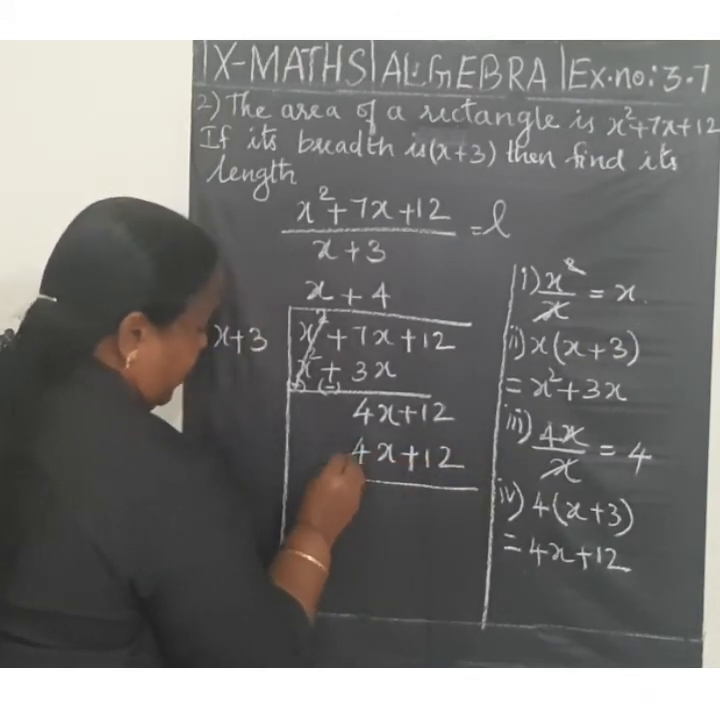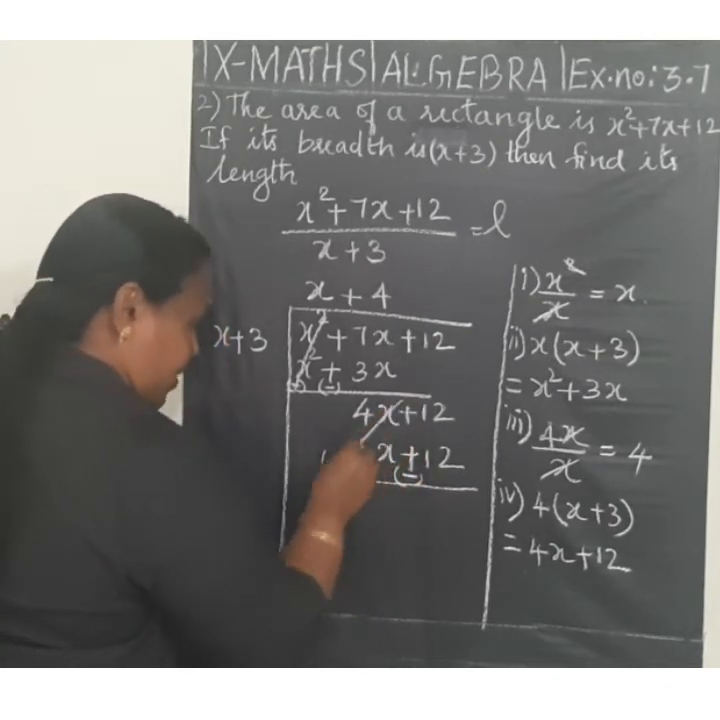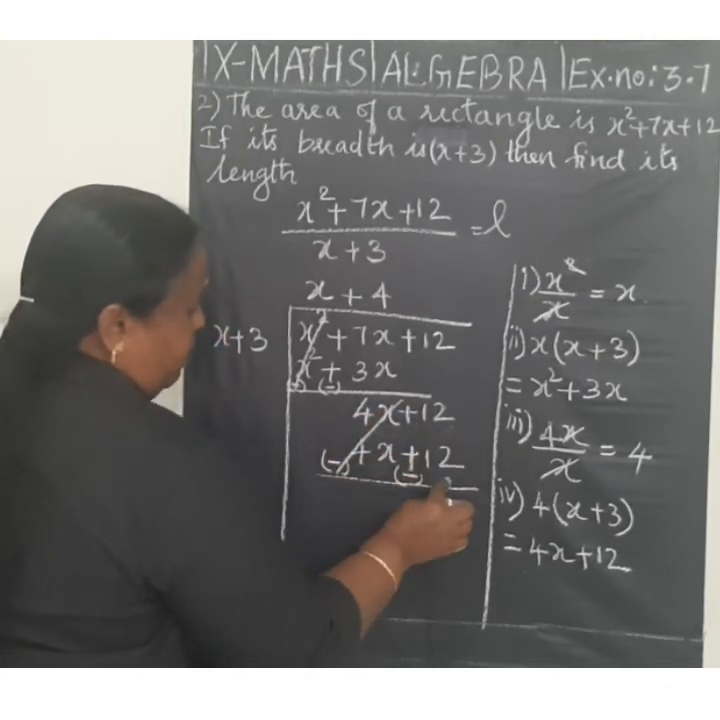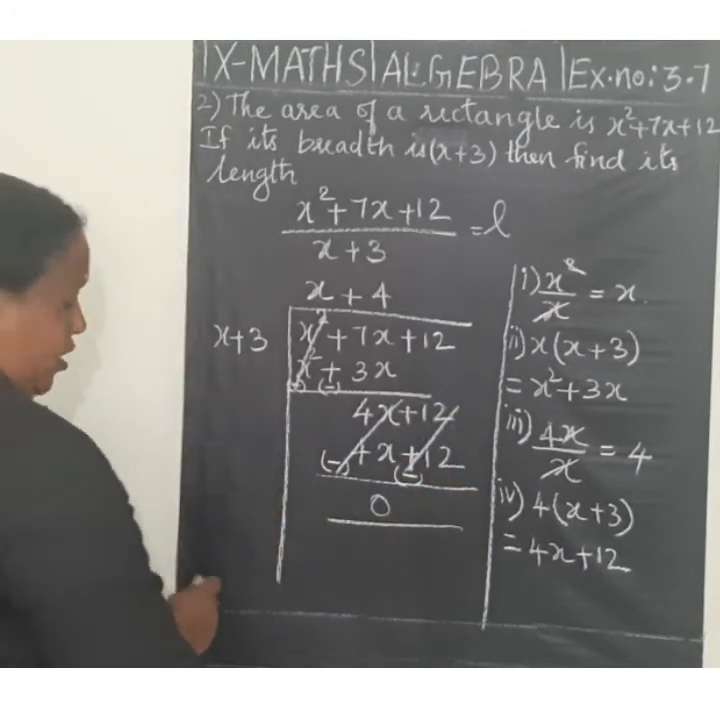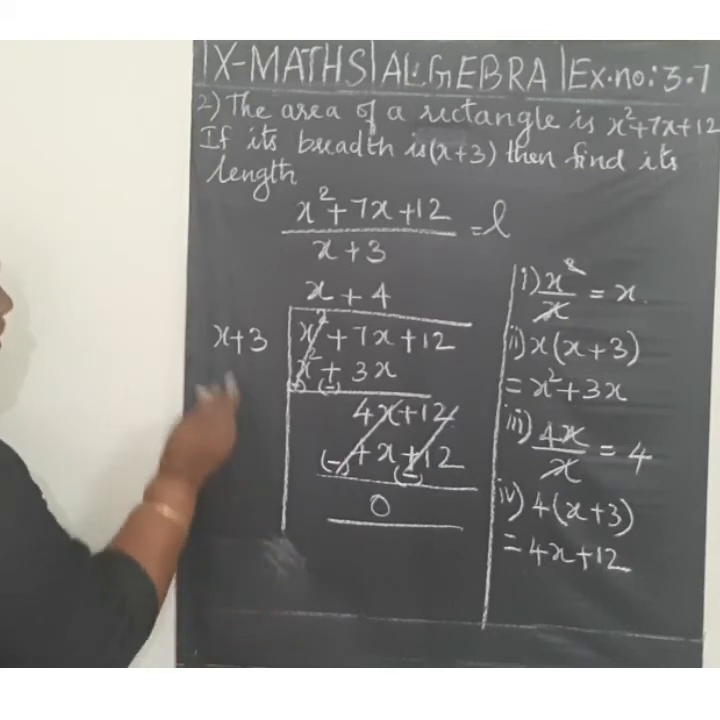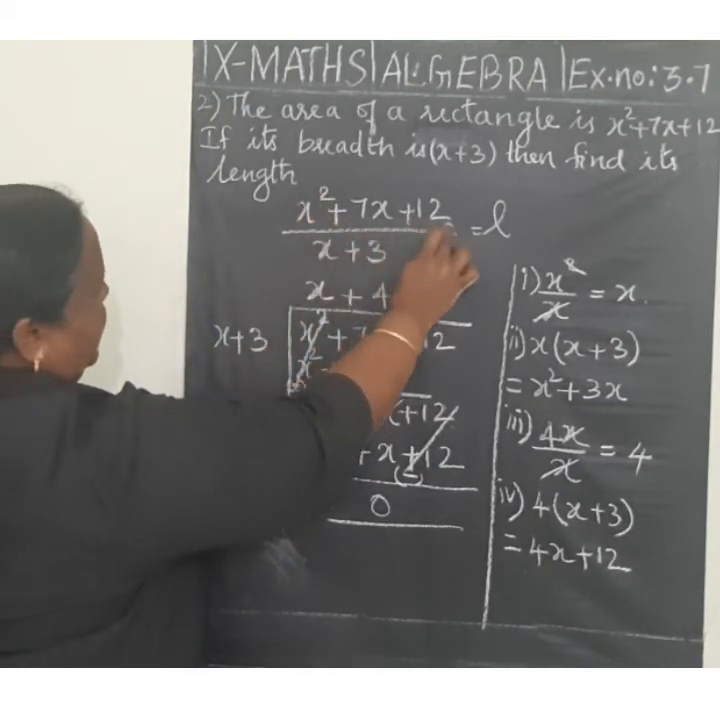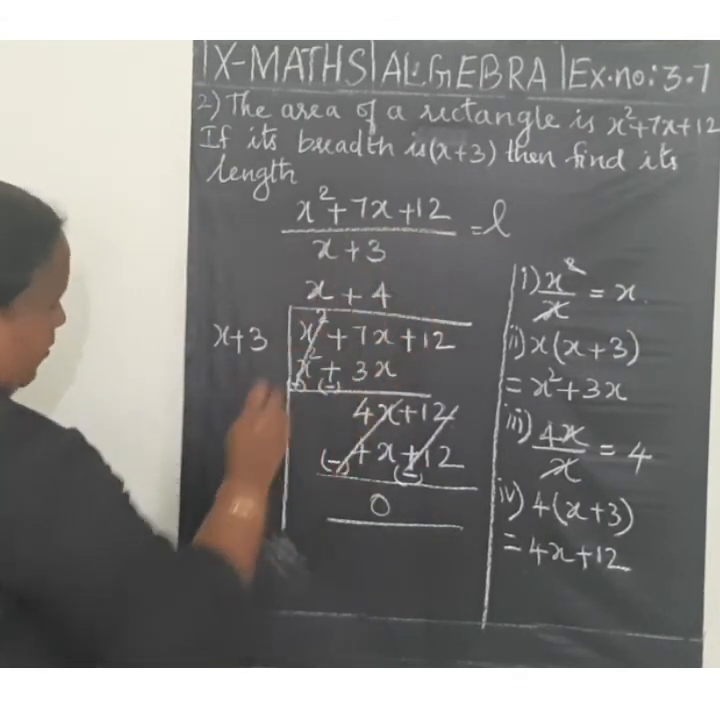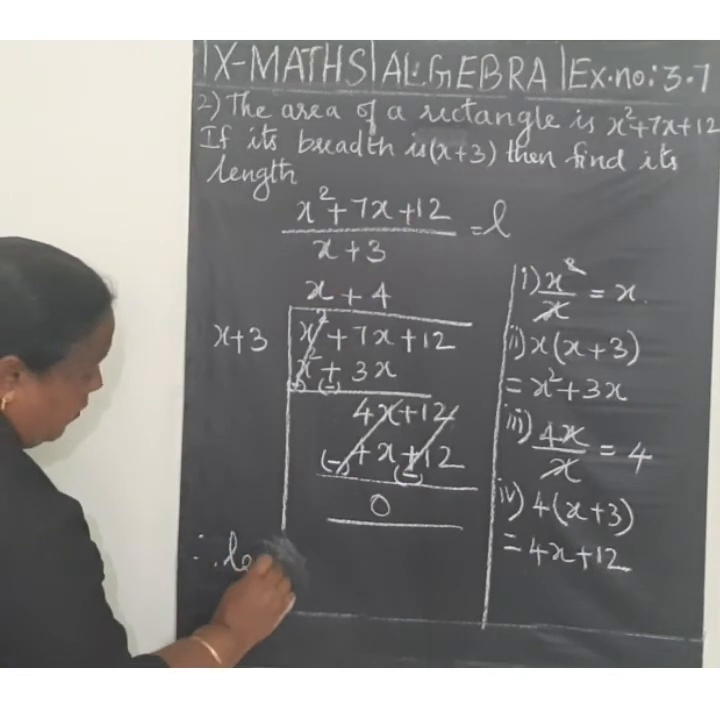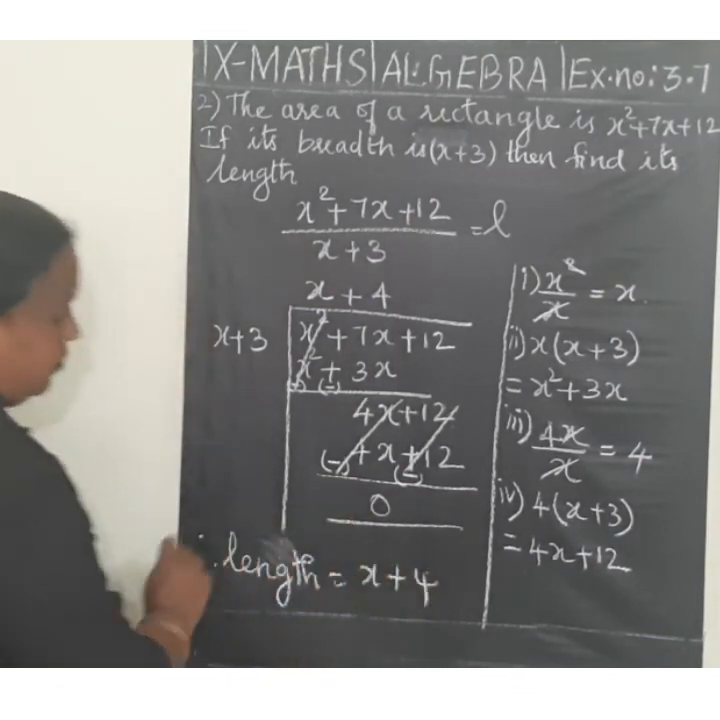Now subtract this one: minus, here also minus. Plus 4x minus 4x will get cancelled. Here plus 12 minus 12 also will get cancelled. So the remainder we are getting is 0. Therefore, we have to find the length. When we divide x square plus 7x plus 12 by x plus 3, what we got is x plus 4. Therefore, length is equal to x plus 4.